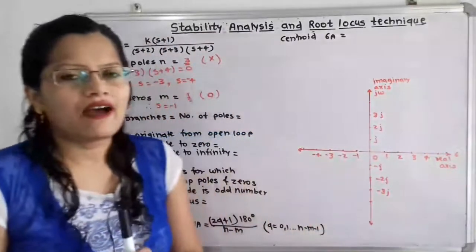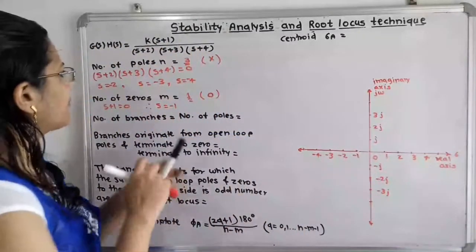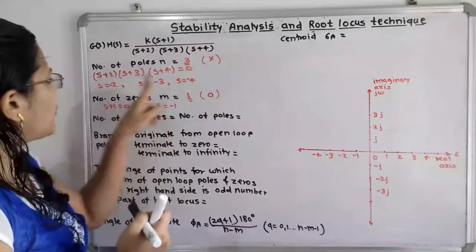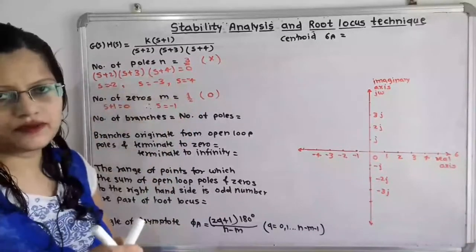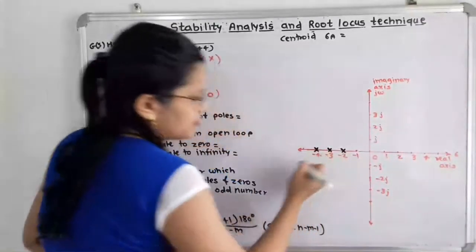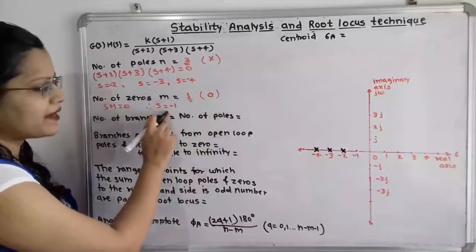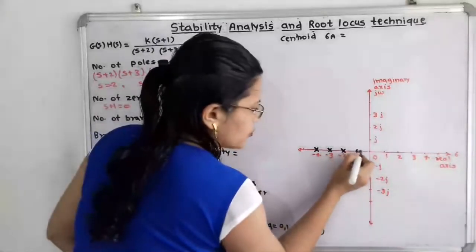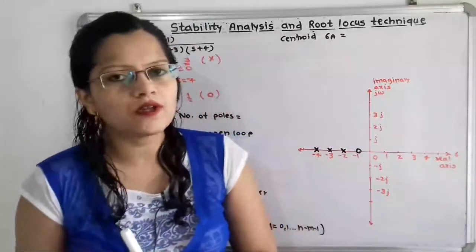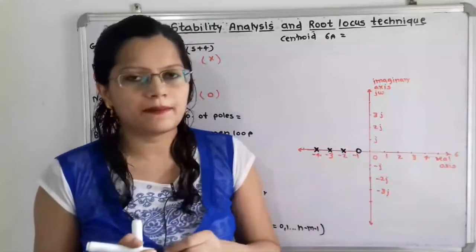Now we have to plot the poles and zeros. According to the signs, the number of poles is 3. I will show them with the cross sign, and these poles lie at -2, -3, -4. And the number of zeros is only one, and it is at -1, so at -1 I show a zero. In this way we plot the poles and zeros on the S-plane. So this first step is completed.